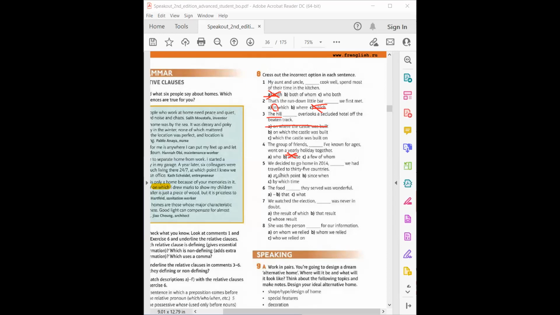Finally. Now, 5, we decided to go home in 2014. A, at which point? B, since when? And C, by which time we had traveled to 35 countries. I feel A. Okay, it's B, since when? It doesn't work here. I'm sorry.